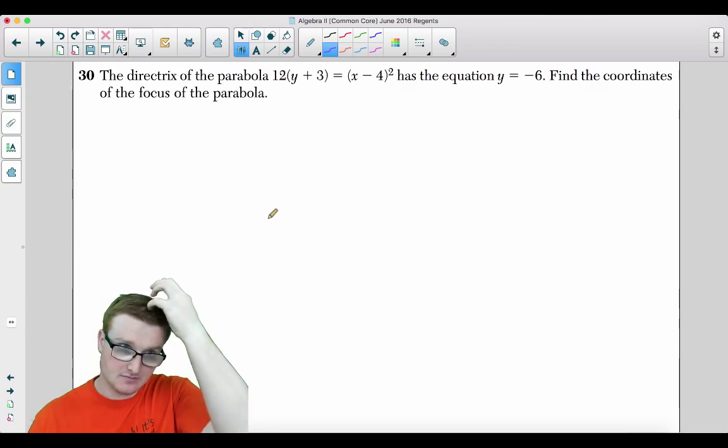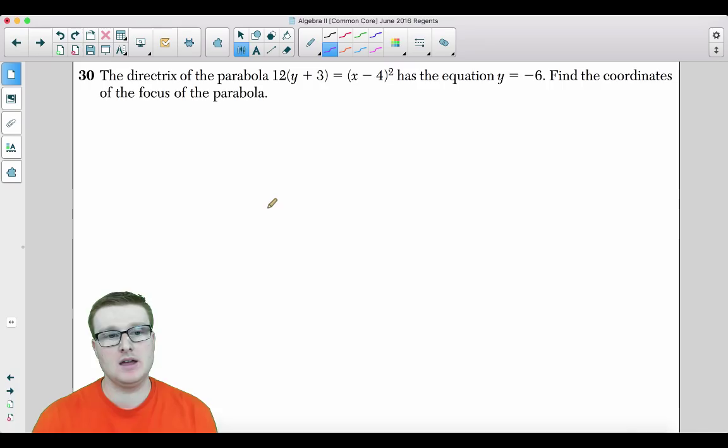Number 30. The directrix of a parabola, 12 times (y plus 3) equals (x minus 4) squared, has the equation y equals negative 6. Find the coordinates of the focus of the parabola.